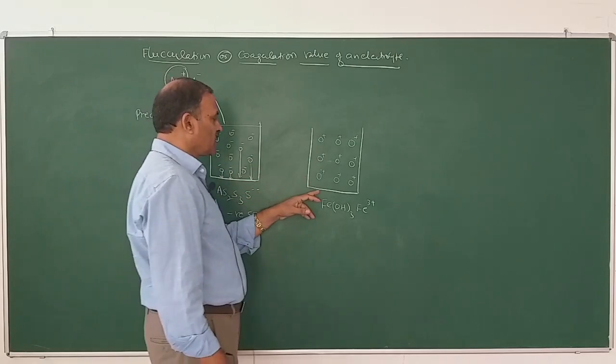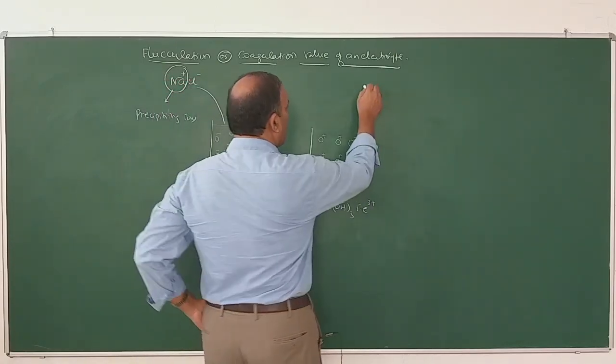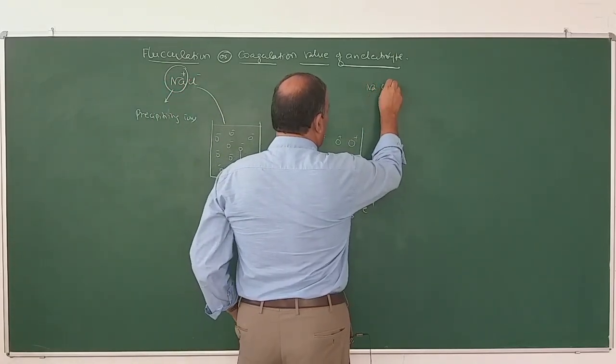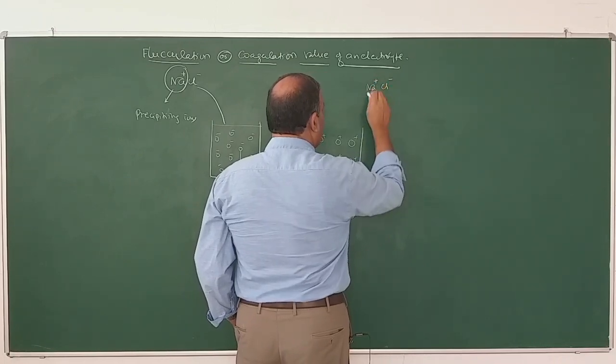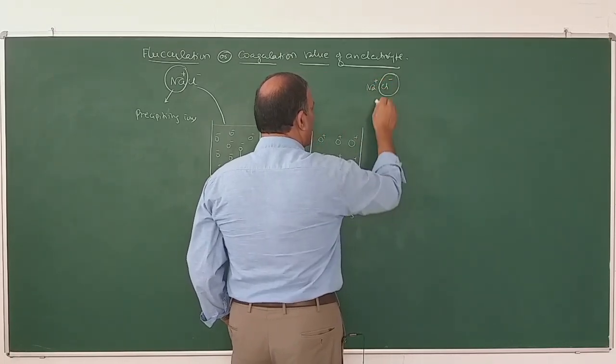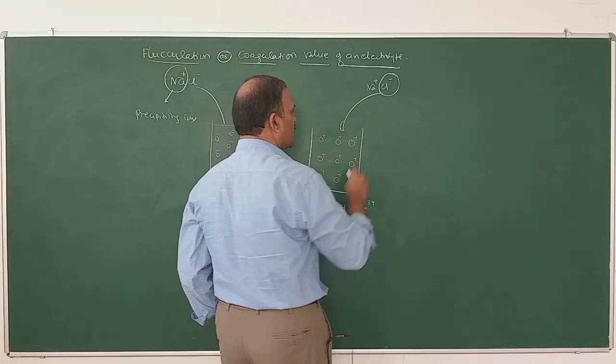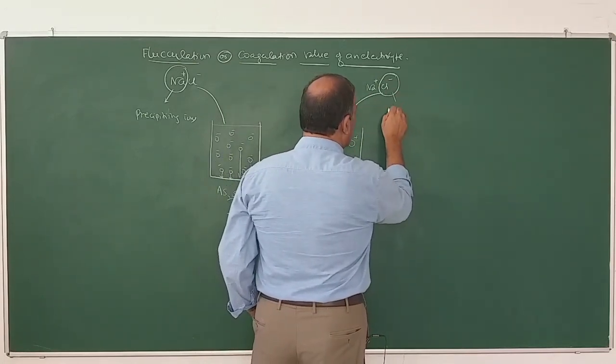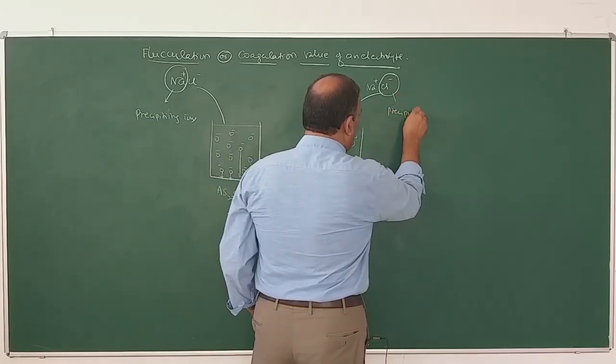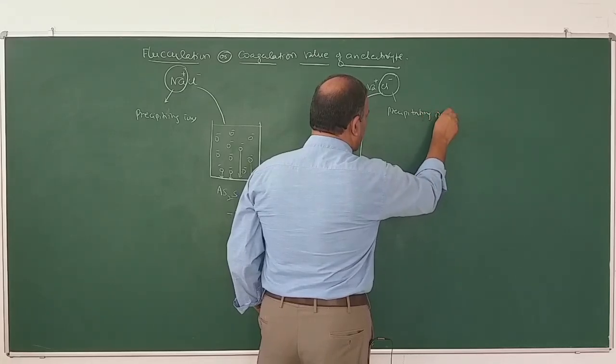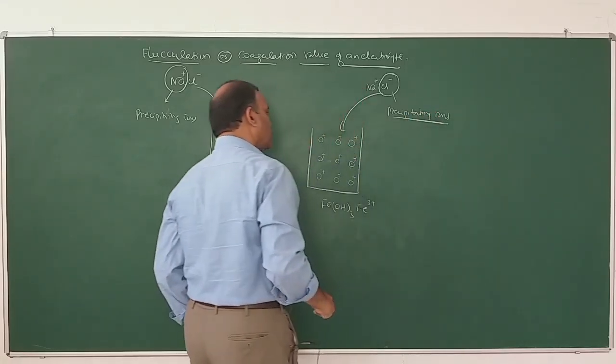Similarly, for the precipitation of positive salt, which ions are effective? Here negative ions are effective. Negative ions of the electrolytes are effective. Here the negative ions are called the precipitating ions of the electrolyte.